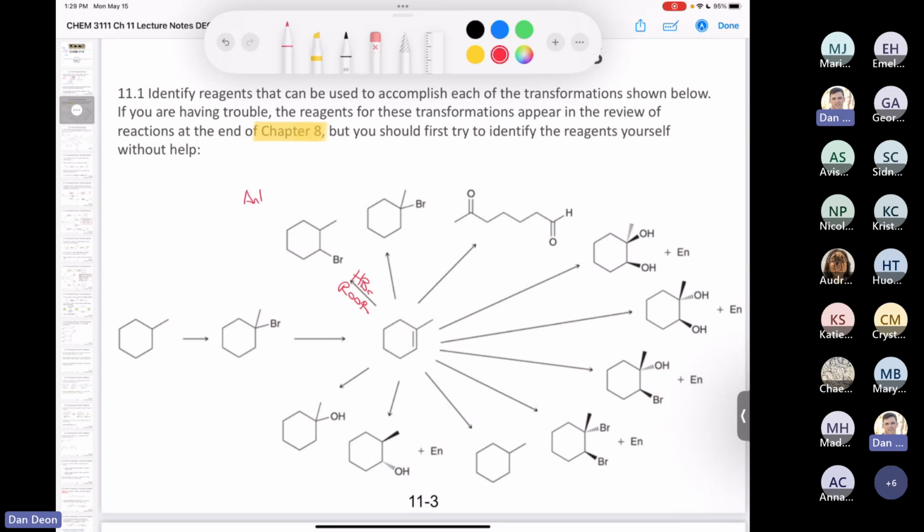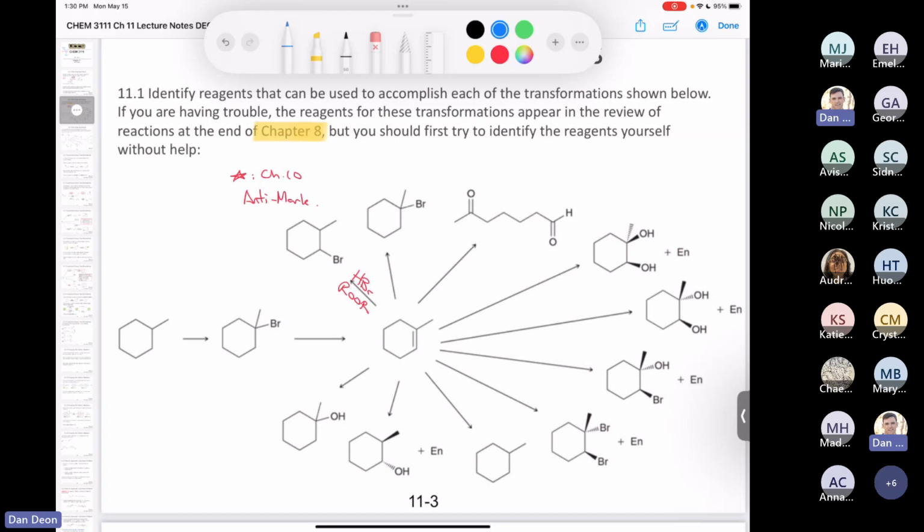So we'll put here anti-Markovnikov addition. And if you're wondering, where would you find the mechanism to that reaction? That's found in chapter 10. So I'm going to put here a little star by that, and that is found in chapter 10. This is a free radical reaction, which follows the steps of initiation, propagation, and termination.